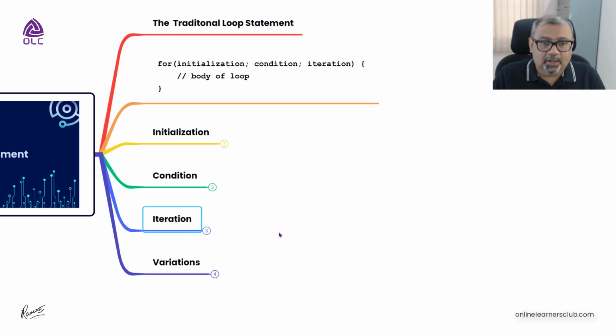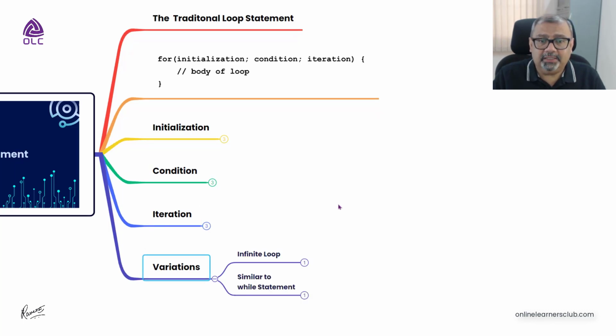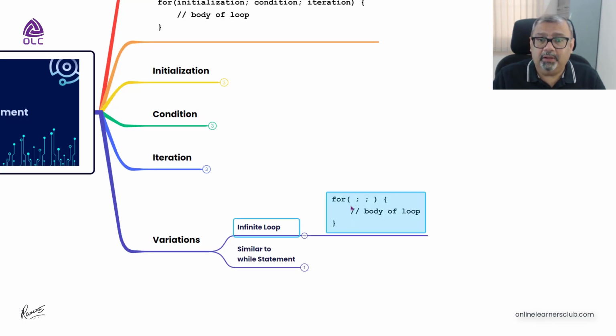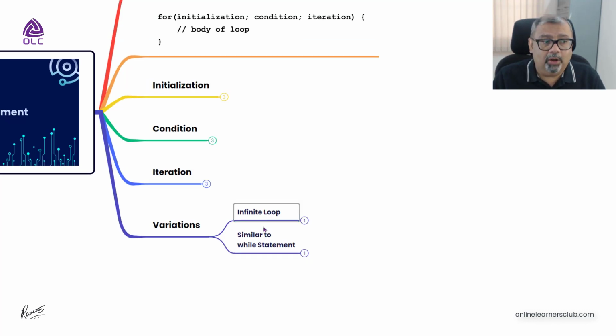So let us take a look at the for statement and implement it. You can also have some variations where you can create infinite loops, which is very much possible. For example, you could use this. But before understanding this, let us go to a quick demo of understanding the loops.